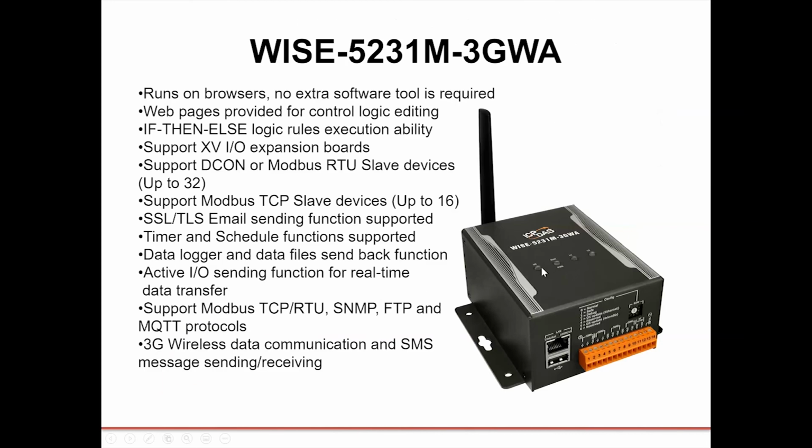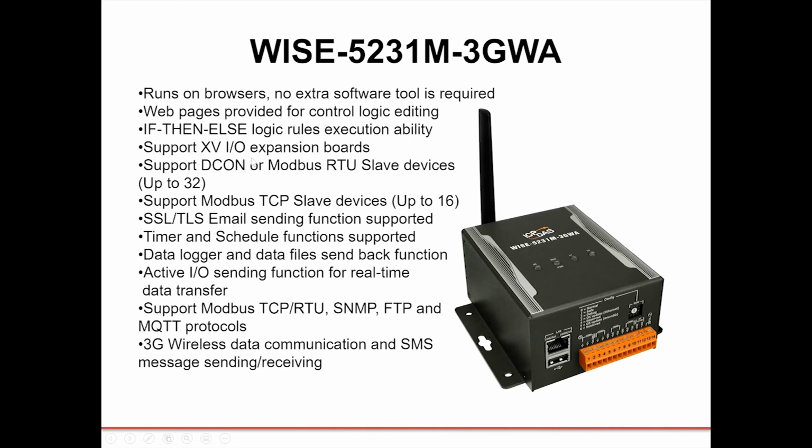Okay, and so the ISN modules are connected to the WISE5231M-3GWA. On the inside, this is not too terribly different from the WISE7152. The configuration and setup is not going to be much different than what we saw before, but this packs a lot more features. Like all of our WISE modules, it runs on browsers. You don't need an extra software tool to configure it. All the configuration and programming is done through web pages, and you saw what kind of programming you can do with the if-then-else logic rules.